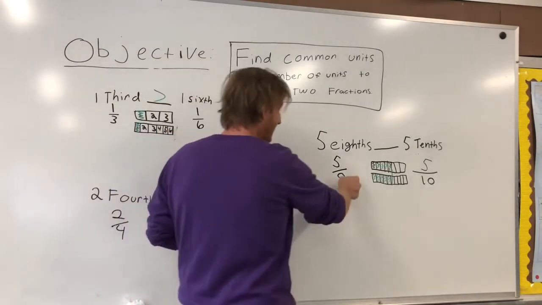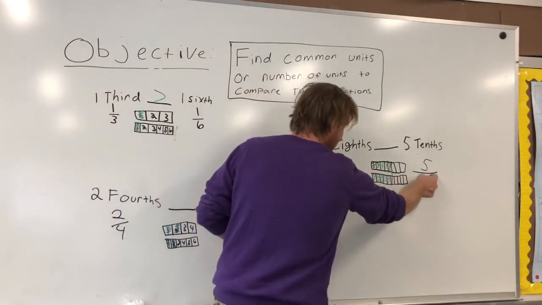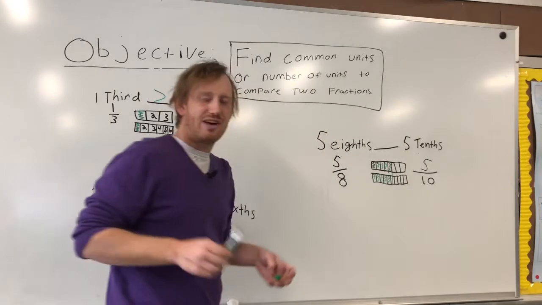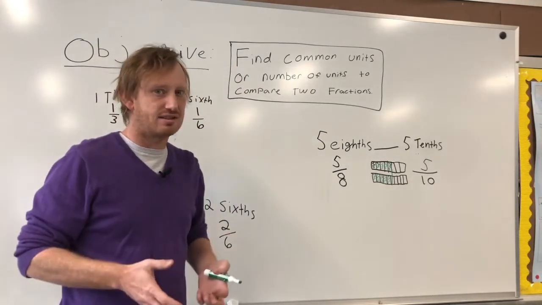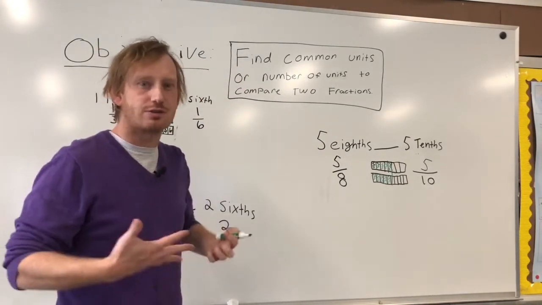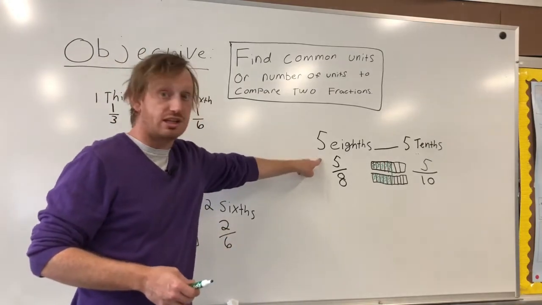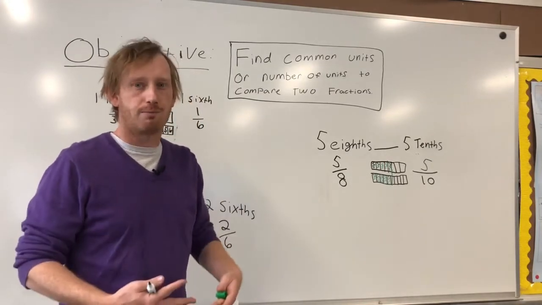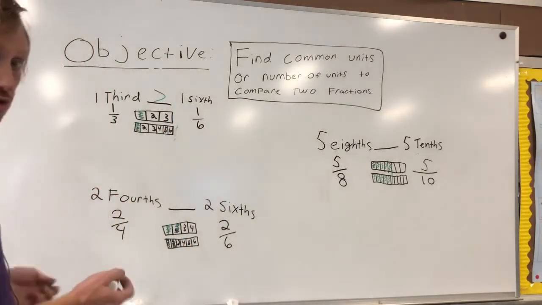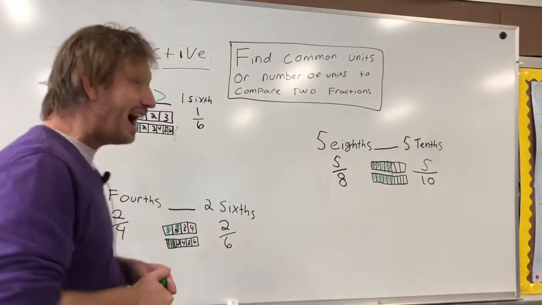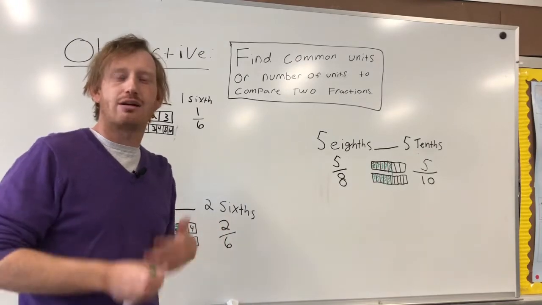Because even though 8 and 10 are pretty close together, if I broke my cookie up into 8 pieces, there's less pieces of cookie than if I broke it up into 10. So each piece of cookie is going to be more. So these were just our first examples. Now let's try some other ways to compare fractions.